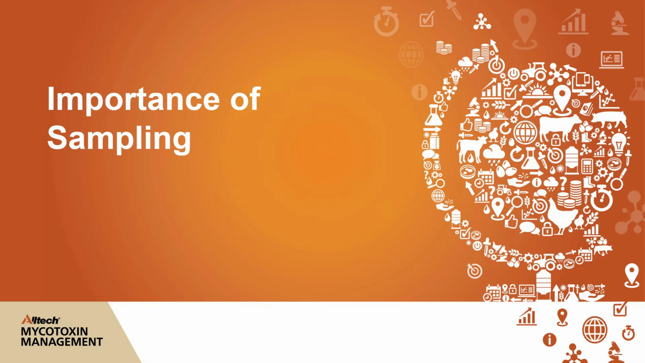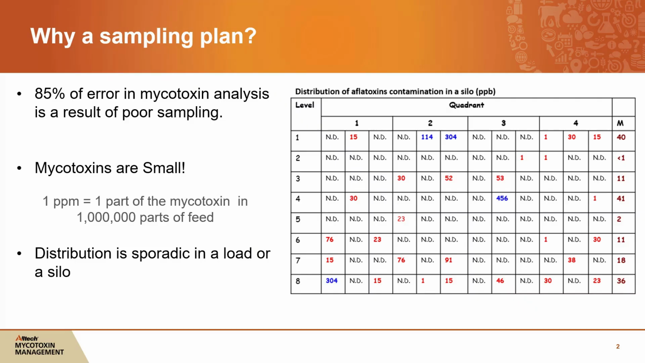I'm going to be talking to you about the importance of sampling in a feed mill when testing for mycotoxins. So why is a sampling plan so important? Well, 85% of errors in mycotoxin analysis is a result of poor sampling.